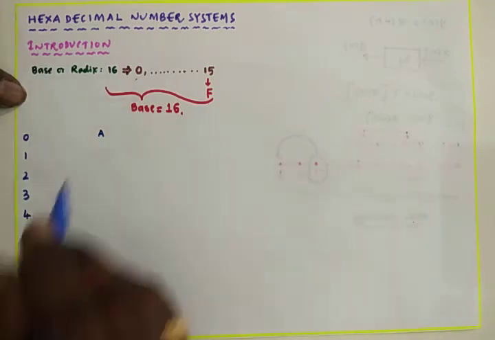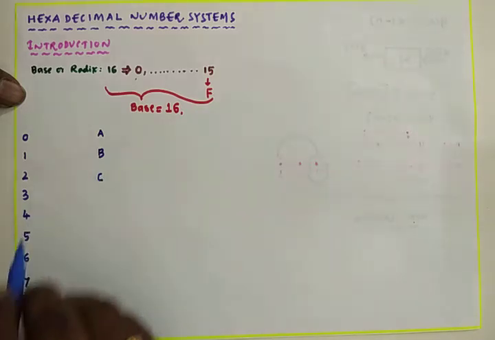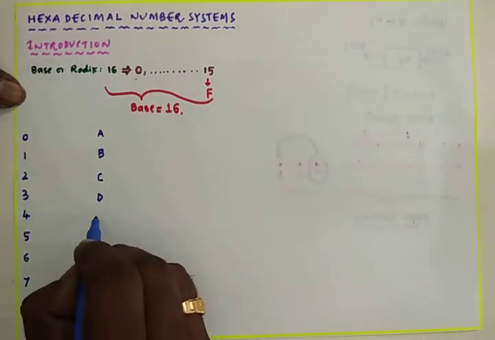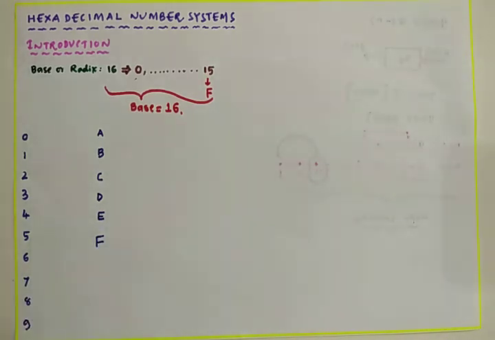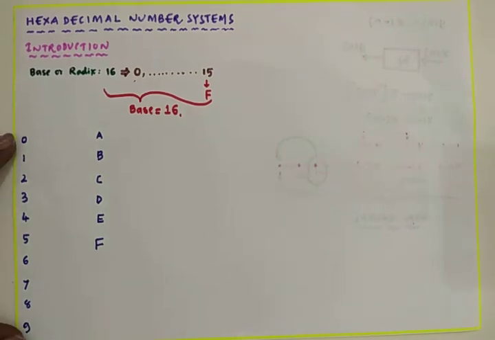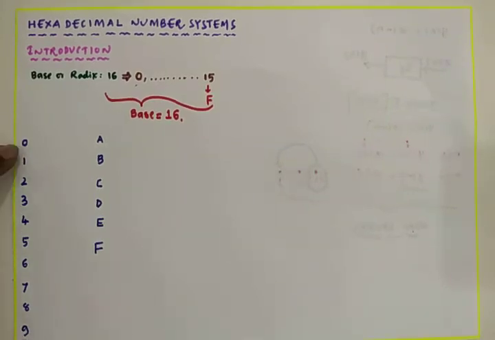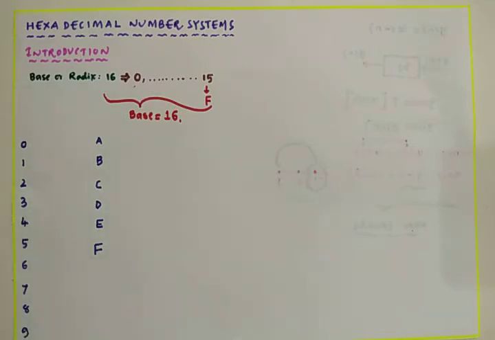A is nothing but 10, B is 11, C is 12, D is 13, E is 14 and F is 15. We have studied that the hexadecimal number system starts with 0, the starting digit in this number system is 0, and the ending digit in this number system is 15. Just now we discussed this in the properties of the number system.